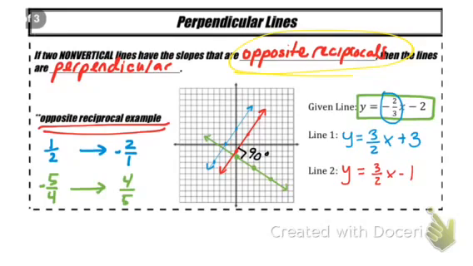Now the same thing happened with the blue line. When the blue line intersected the green line on our coordinate plane, it also created a 90-degree angle. That is the definition of perpendicular lines. If your lines do not intersect and create a right angle or 90-degree angle, they are not perpendicular.